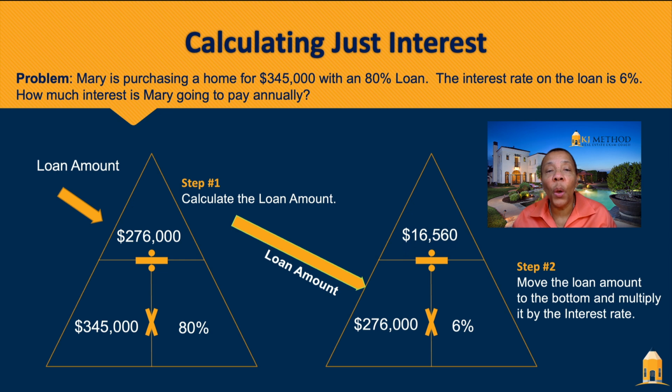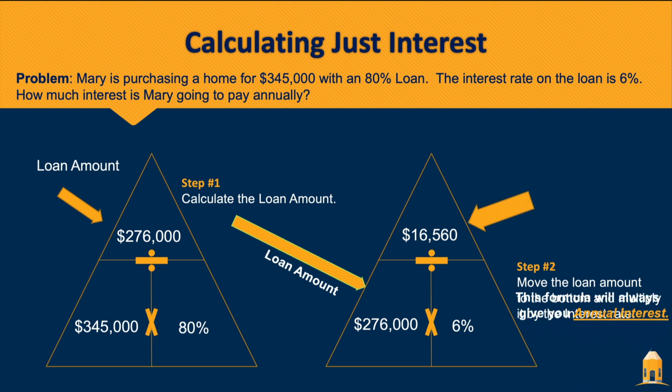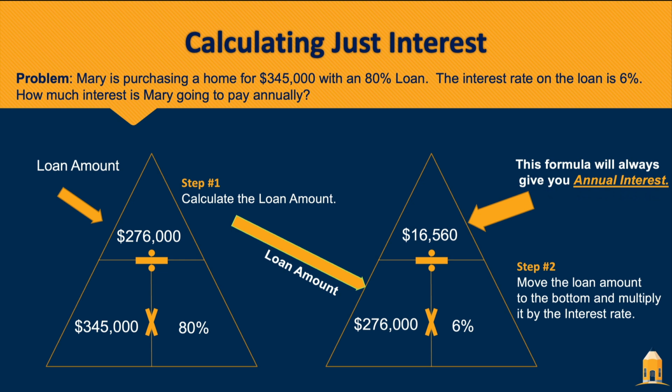And so we know annually you're going to be paying $16,560 in interest. The only thing about these problems that you have to be careful about is to make sure that you know what they're asking you. Are they asking you for a year? Are they asking you for a month? Are they asking you for 6 months? Whatever it is, because that top number you need to remember is giving you interest for the year.